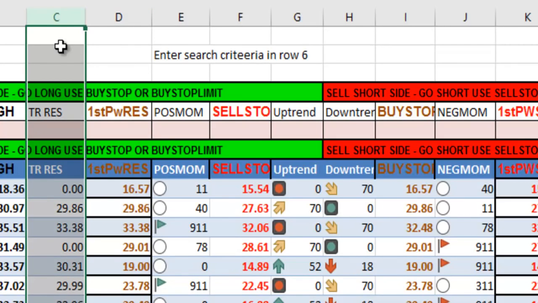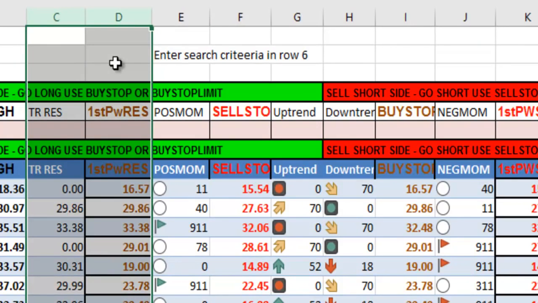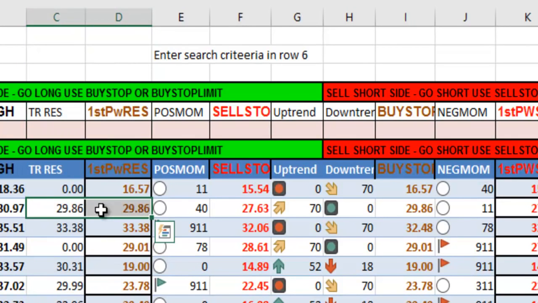If column C, which is your trend line resistance, and your pulse wave line, if those prices are the same, that means that a powerful, explosive move in that direction is likely once the price has been triggered. That is the most powerful indicator on this sheet. When these two numbers are the same, expect powerful movement in that direction if triggered.